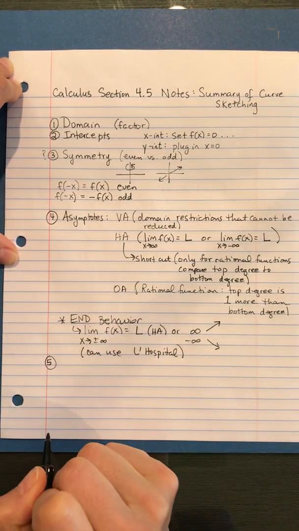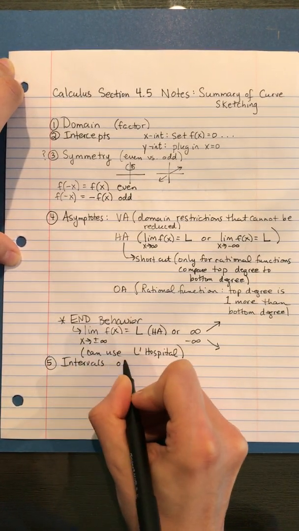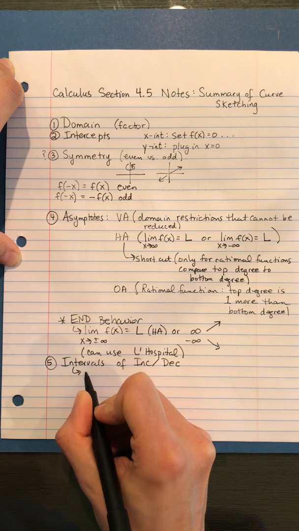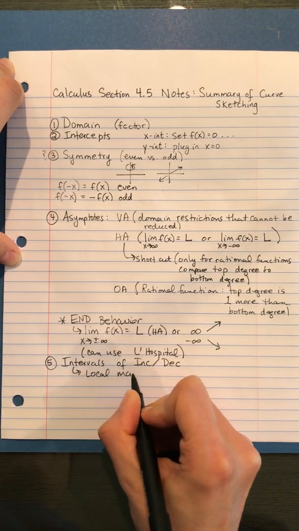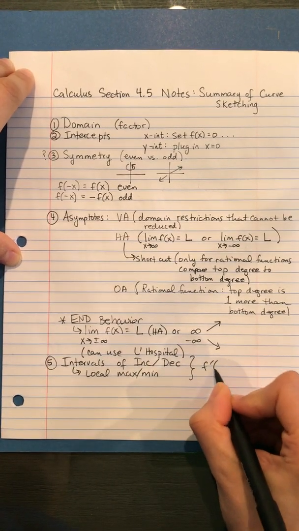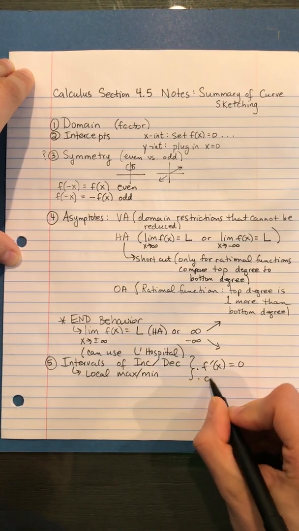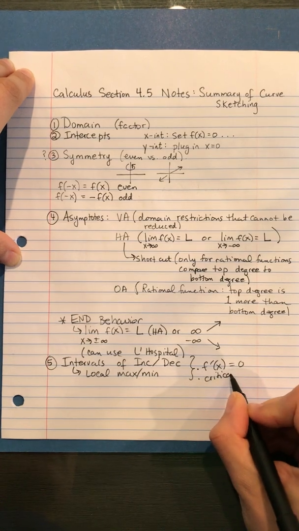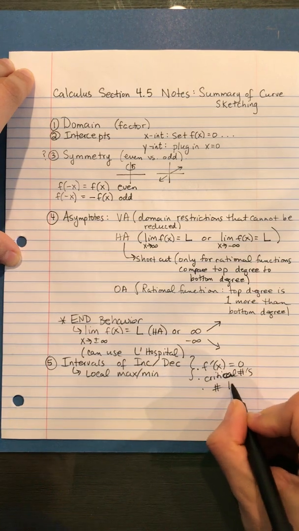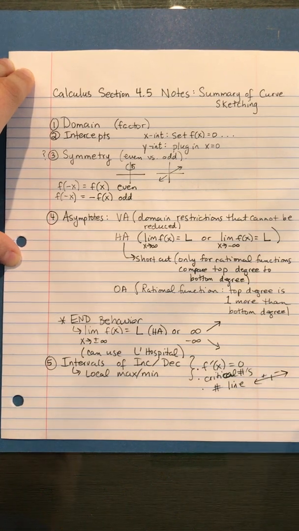We've got intervals of increasing versus decreasing, and along with that comes local maximums and minimums. And if you recall, this is all chapter 4. That's where you set your first derivative equal to 0. You find the critical numbers, so find critical numbers from f prime equals 0. And then you make a number line with those critical numbers. And then you do your pluses and your minuses, you know.